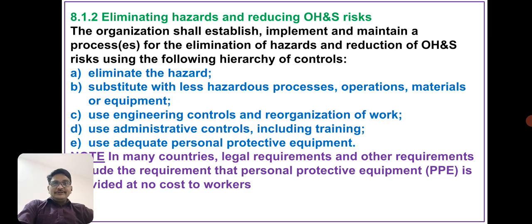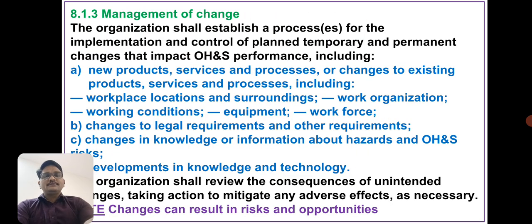First, we need to eliminate the hazards. Second, we need to substitute with less hazardous processes, operations, materials or equipment. Third, in the hierarchy of control, we need to use engineering controls or reorganization of work. Fourth is to use administrative controls, including training. And fifth is to use adequate personal protective equipment, that is PPE. In many countries, legal and other requirements include the requirement that personal protective equipment is provided at no cost to workers.